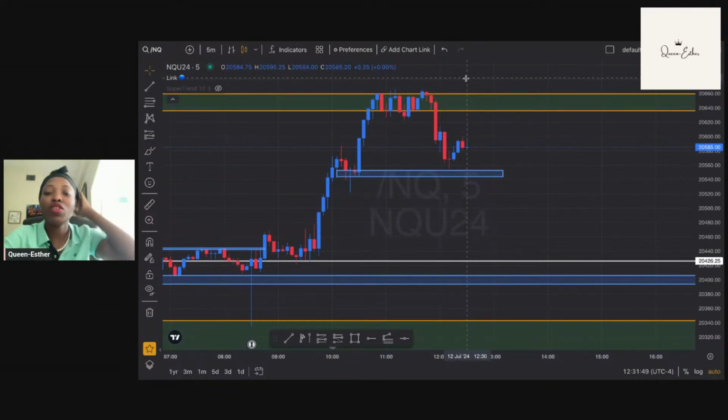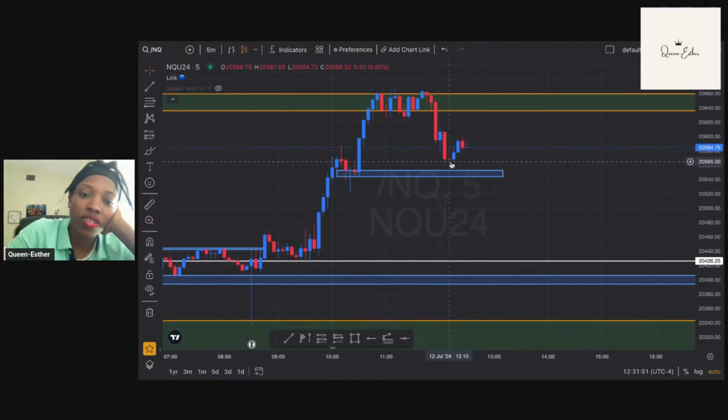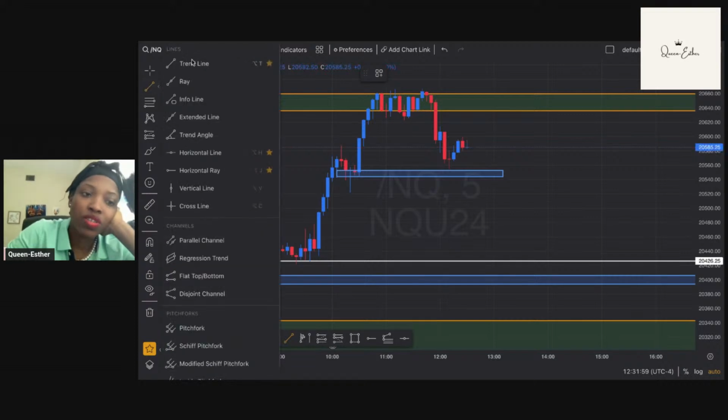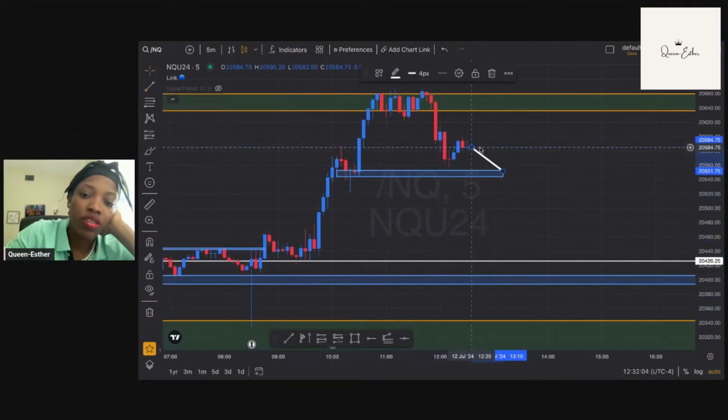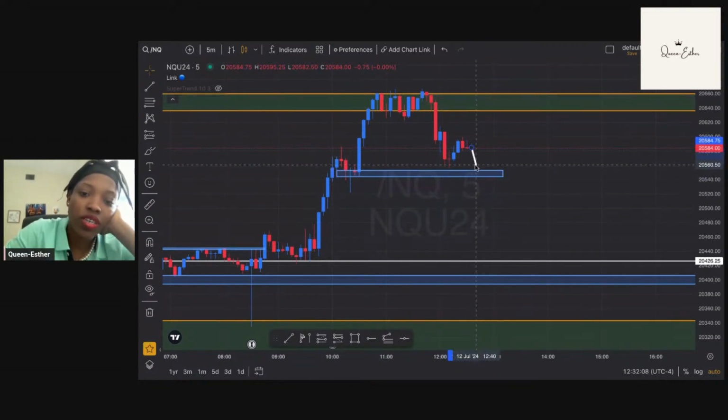Now, let me show you something. The market can form these shapes. I'm gonna show you something. See right here? This is not really a head and shoulder, but it kind of looks like a head and shoulder. You see this one here kind of looks like a shoulder.